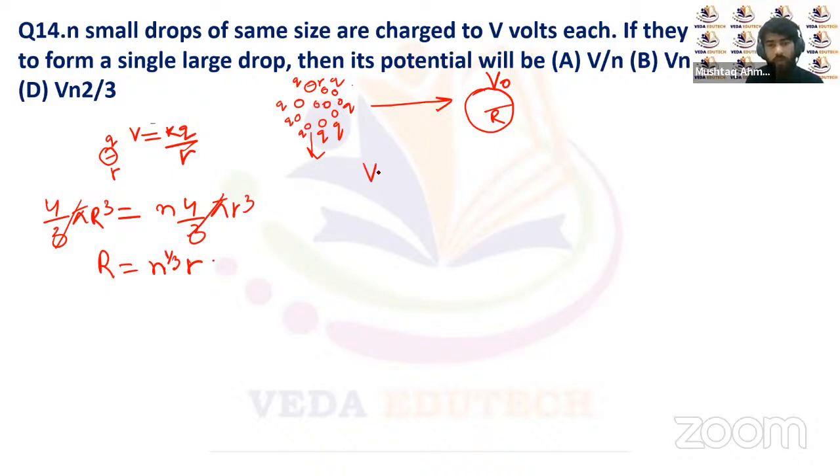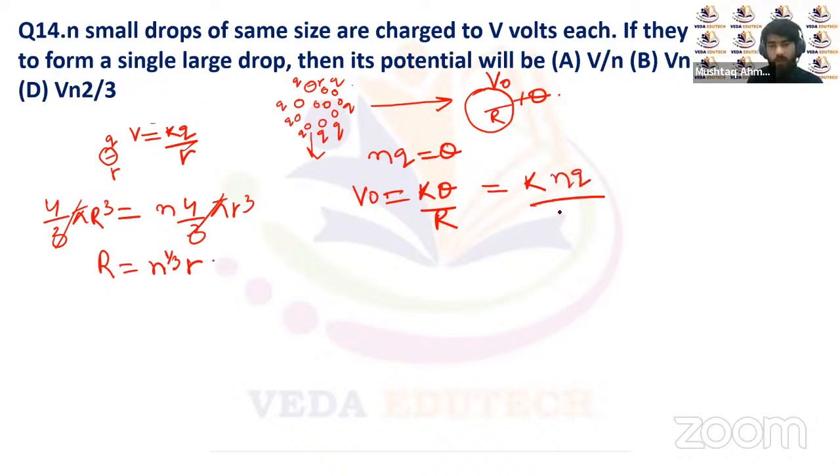And now the potential of the bigger drop. We know that the total charge should also be conserved. So n times q will be the total charge on this bigger drop. The potential on this bigger drop will be equal to kq upon the radius, where the charge is n times q and the radius is n to the power 1 by 3 times r.